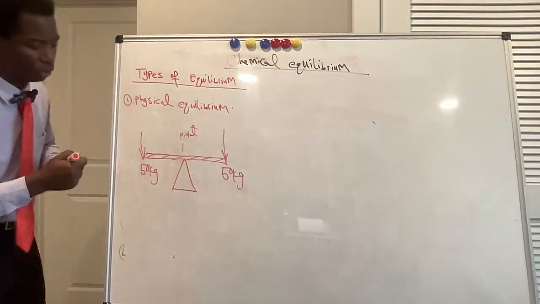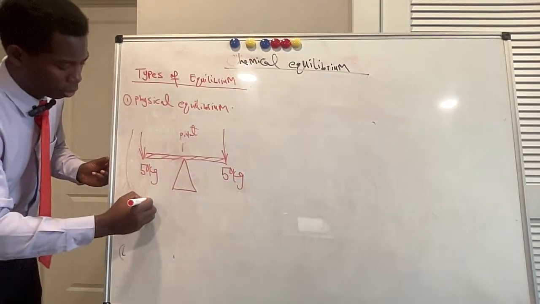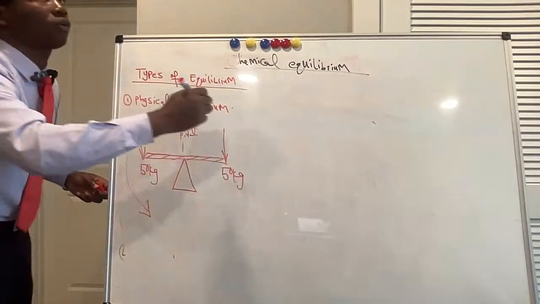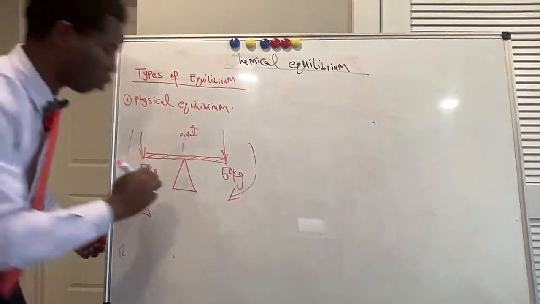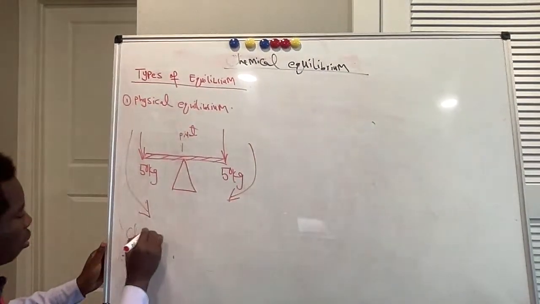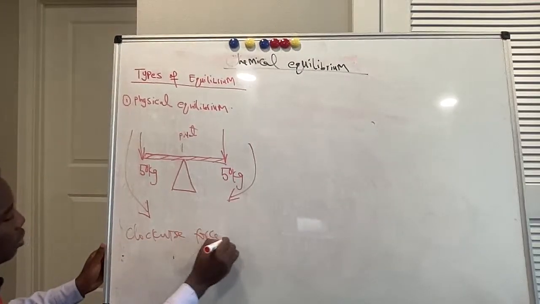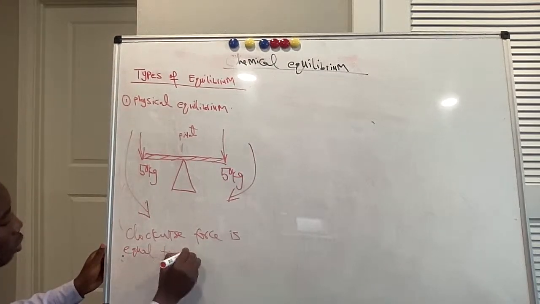Why? Because of the forces acting like this, we have clockwise and anticlockwise. They are equal to each other. It means the clockwise force is equal to what?